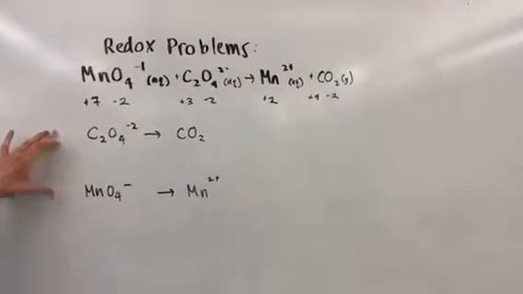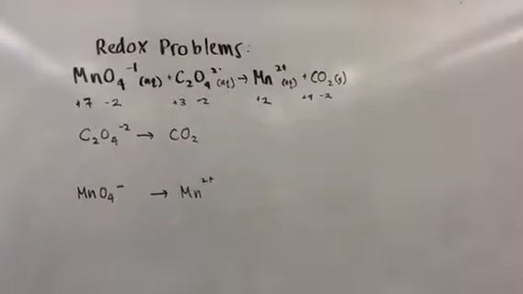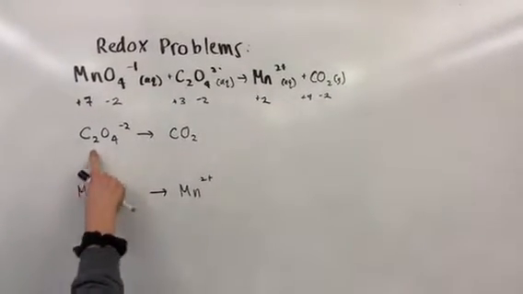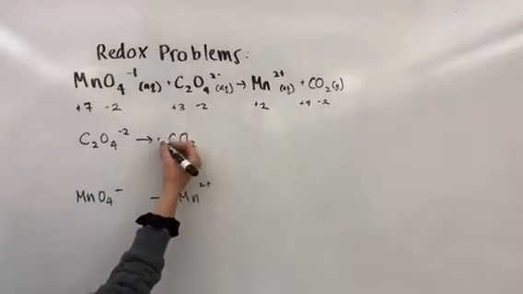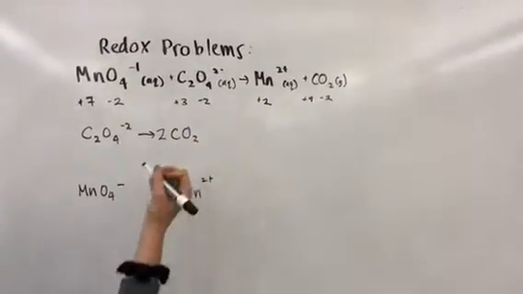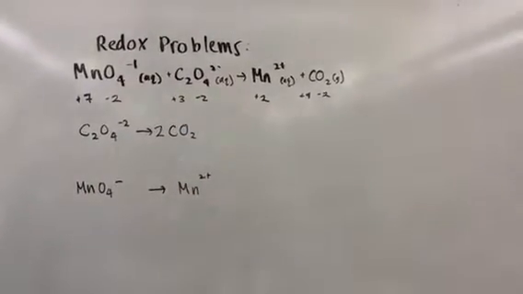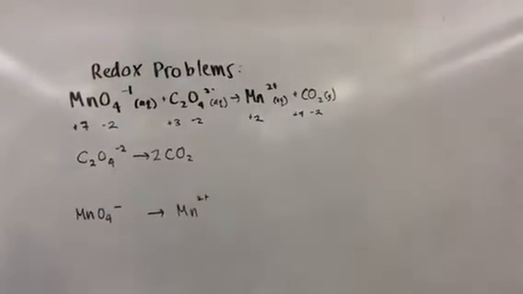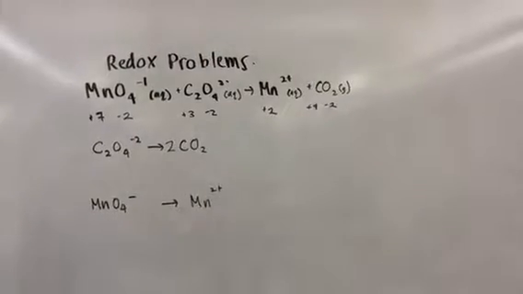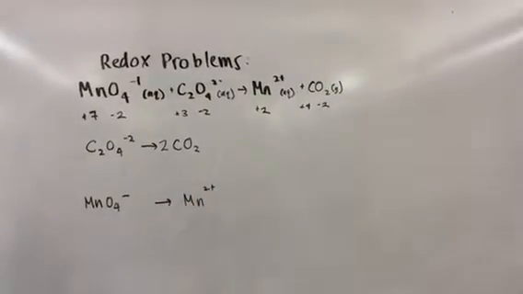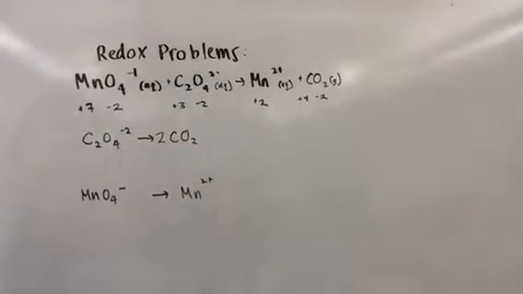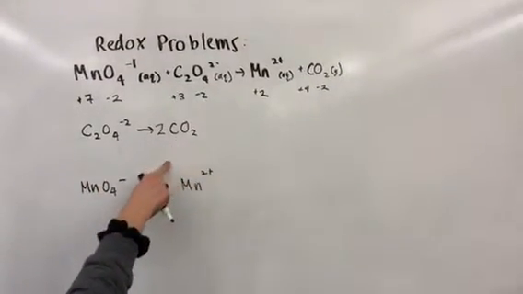And the first thing we want to do is balance the elements besides oxygen and hydrogen. So first we can see that there are 2 carbons on this side, but only 1 on this side. So we need to add a 2 here to balance that. Next, we want to balance the oxygen atoms by adding water if needed. In this case, it's not needed, so we're okay.